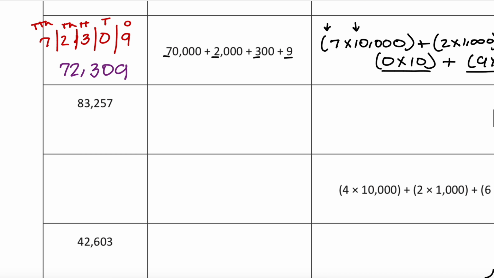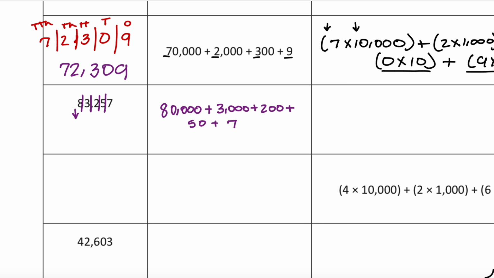We have 83,257. Okay, so if I write this in expanded form, if I say it slowly, we know that if I split these numbers up into different units, I know that 8 is in the 10,000s place. So this is going to be 80,000 because it is 83,000. So it's going to be 80,000 plus 3,000 plus 200, and then we have 5 tens, which makes 50, plus 7.